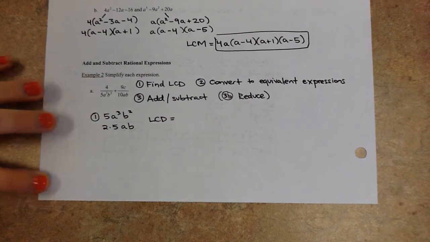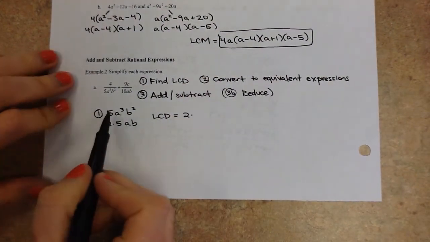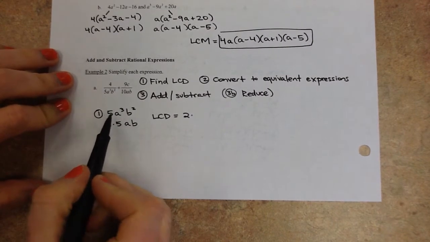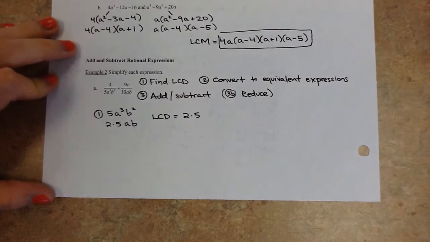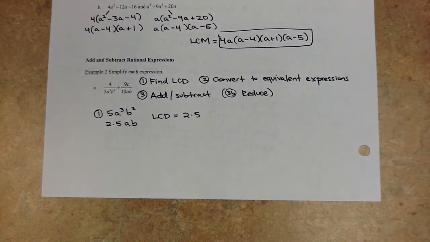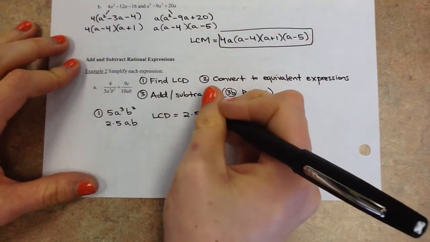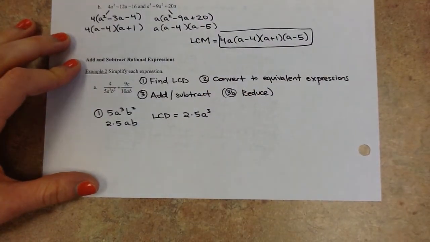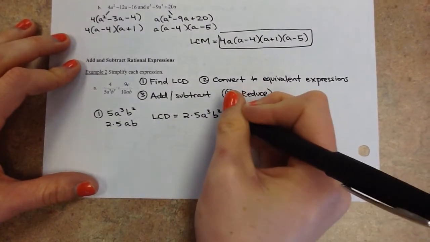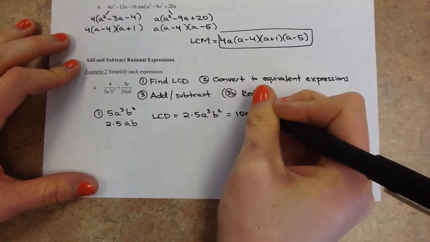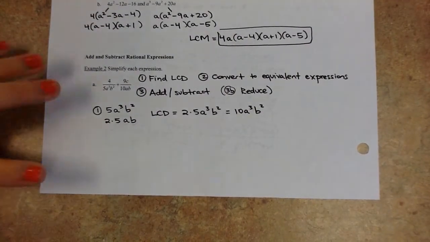So let's start with 2's. I need 1 copy of 2. That's the most that it ever appears. The greatest that the 5 ever appears is just once. Once here and once here. So I just need 1 copy of 5. The greatest number of times the a will appear is 3 times in that factor. And the greatest number of times the b will appear is twice. Okay, so I've got 10a cubed b squared. That's my LCD. All right, so that's step 1.